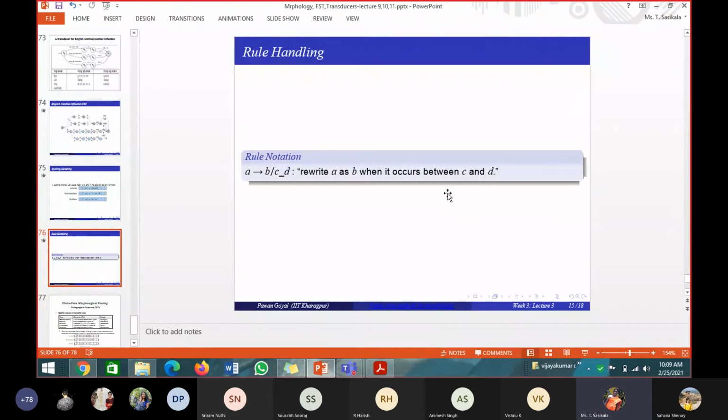Now, they have given some rules, only one rule for how it can be represented, and like this you can write any number of rules. Can you tell me what this rule means: A implies B, A gives B if it is C hyphen D. If the rule is written like this, A should be written as B if it occurs between C and D. So this is the rule notation they have formed. Like that you can write a rule in your own way for converting.